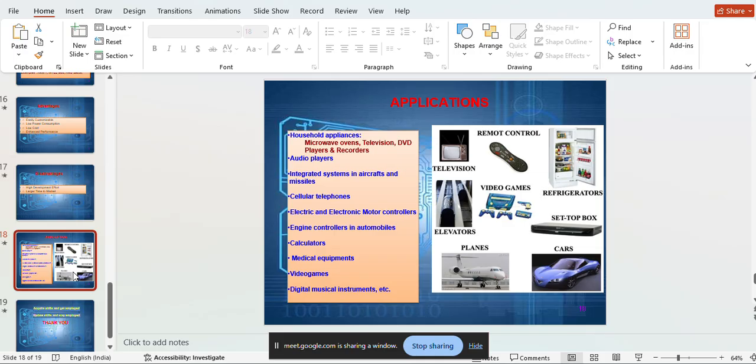Next, engine controllers in automobiles. Here, to check the oil level in the engine, oil temperature, service indication, and any fuel leakage, there will be sensors. These sensor data are given to the controllers, and based on that data, you can see it on the dashboards of the vehicles.